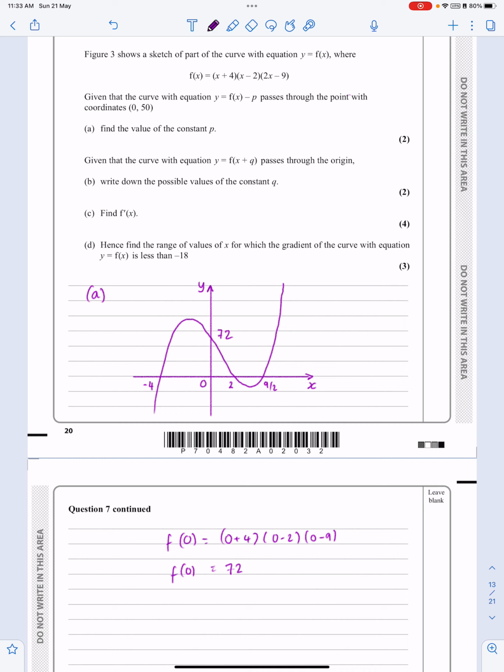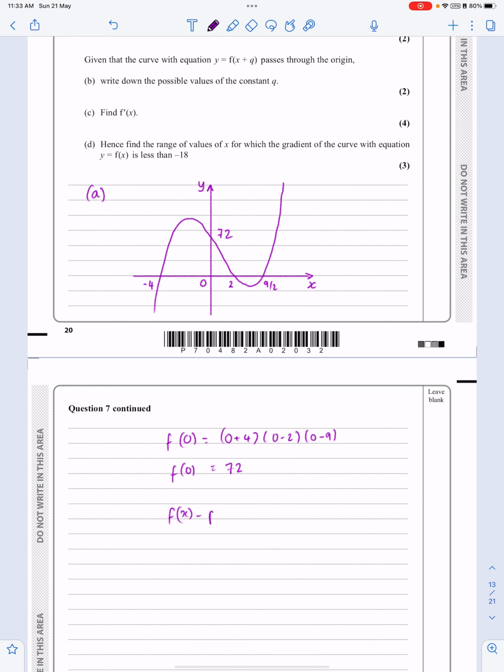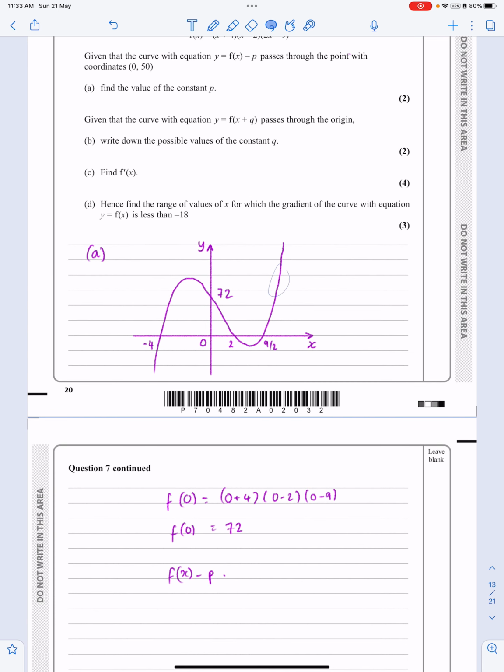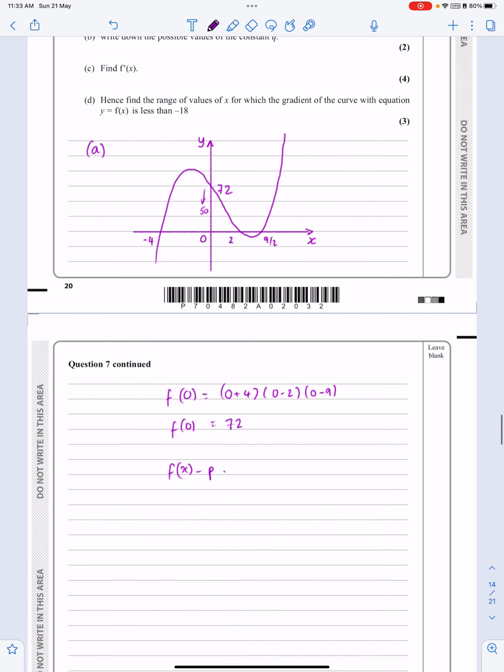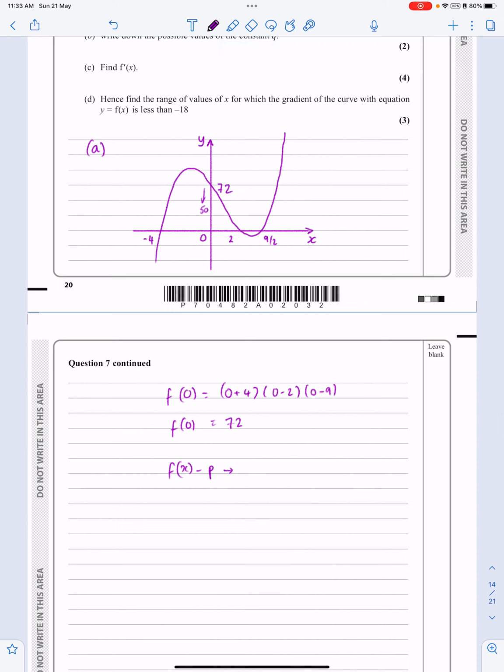That value there is 72, and then they're saying when I do f(x) minus p, what does that do? f(x) minus p will take this graph and move it down p units, okay? So if f(x) minus p moves it down p units and it ends up being at 50 there, in other words, 72 take away p is going to work out to be the new point 50 there, so p must work out to be equal to 22. So that's part A done.